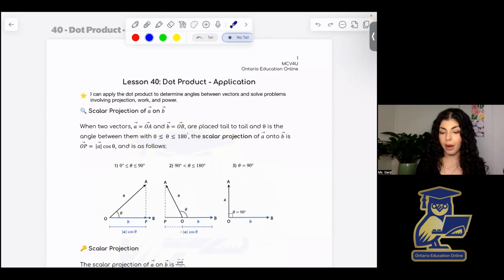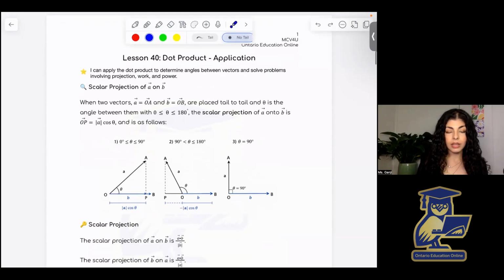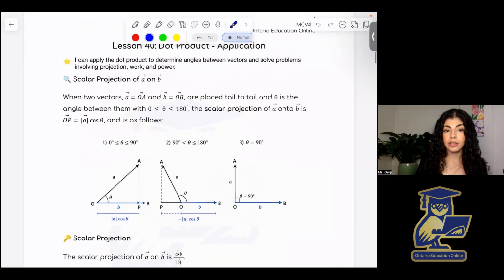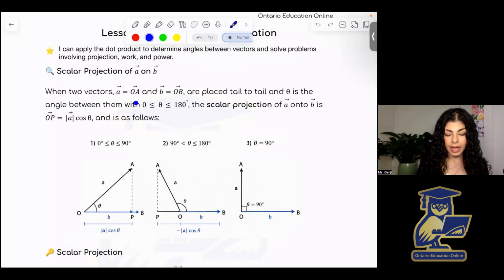including work and power. So, starting with the scalar projection of a vector A on vector B. If we have two vectors, and vector A is defined as OA and vector B is defined as OB, and these are placed tail to tail, and theta is the angle between them, with theta between 0 and 180 degrees inclusive, then the scalar projection of A onto B is given as OP, and this is the magnitude of vector A times cosine of theta.